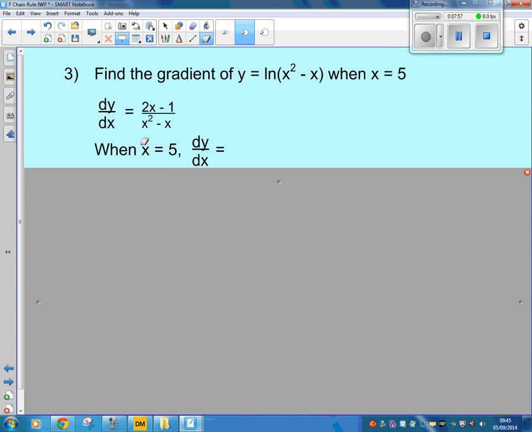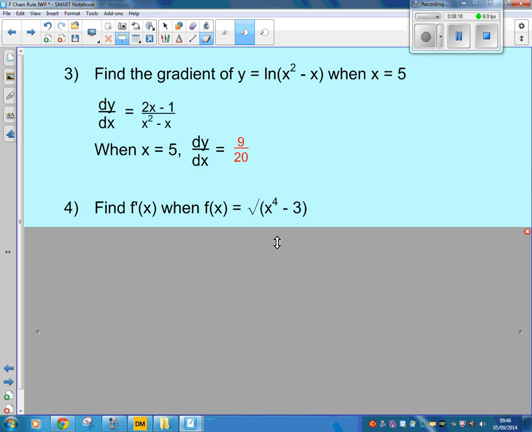When x is 5, you just replace this by 5. 2 lots of 5, 10. Take away 1, 9. 5 squared minus 5, 20. There's our answer. So all we did, differentiate x squared minus x, 2x minus 1, numerator. Put the x squared minus x as the denominator, and then slot in x equals 5.